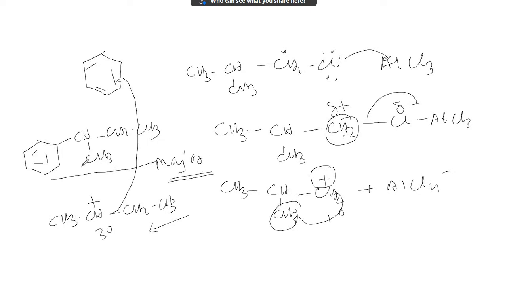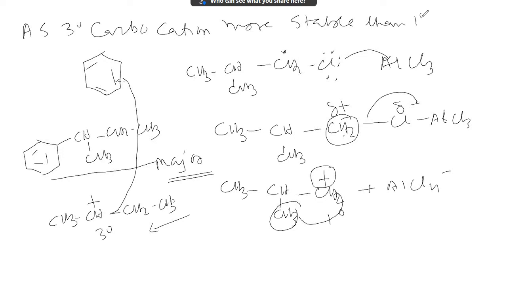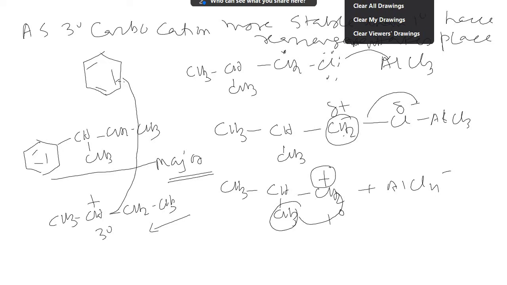Why does rearrangement take place? Rearrangement takes place because a 3 degree carbocation is more stable than a 1 degree carbocation, hence rearrangement takes place. Again I am writing it. On the next page I am writing it in detail.